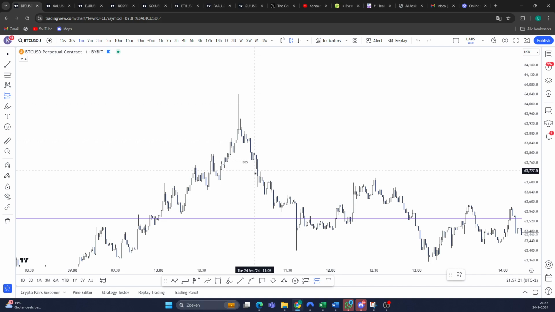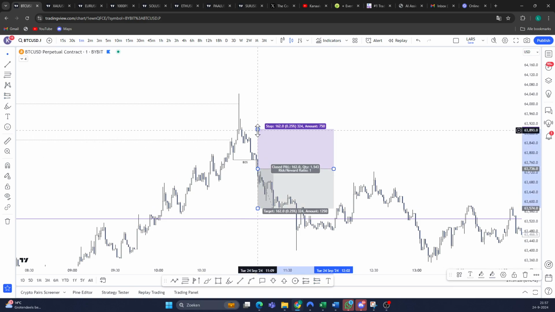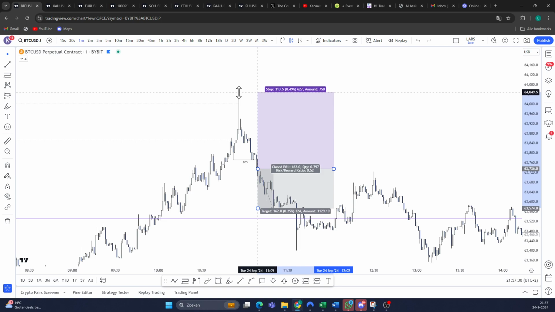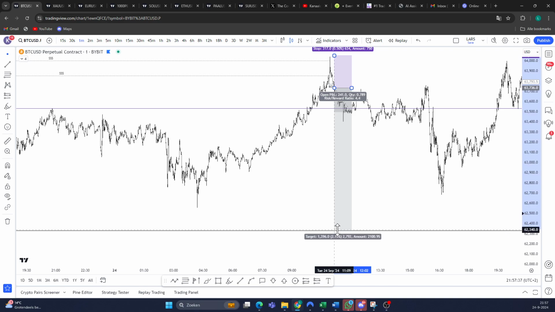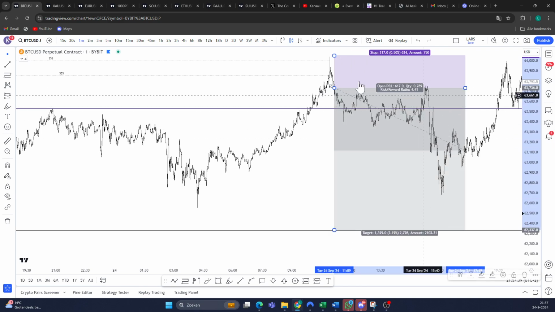So I kind of front ran the break. Do not copy that, okay? Do not copy that. But sometimes, if you know, you know. Once you become more experienced. So I had a 0.5 stop loss. Yeah, you can see there. I had a 0.5 stop loss. And then I targeted this low for a 4.4 risk to reward.